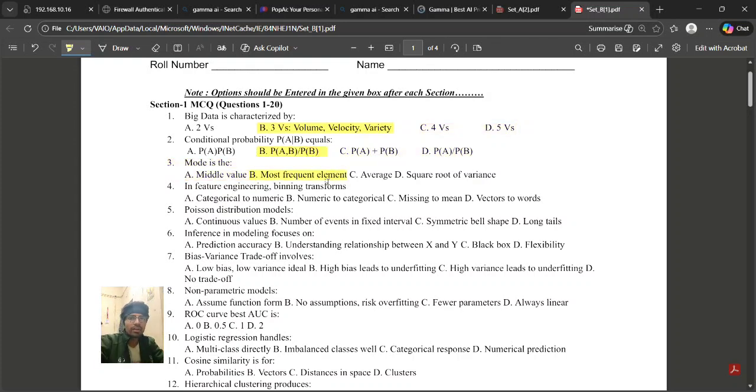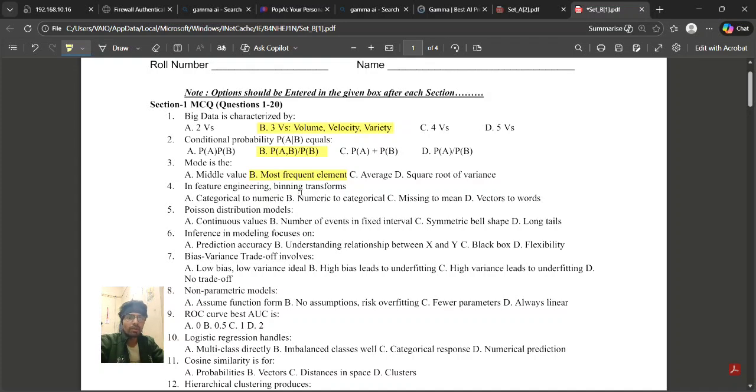Now our fourth question is about binning in feature engineering. Binning transforms numeric data to categorical data. We take continuous numerical values and group them into discrete bins or categories. For example, age values like 23, 45, 67 can be binned into categories like young, middle, senior. So our answer is B, numeric to categorical.